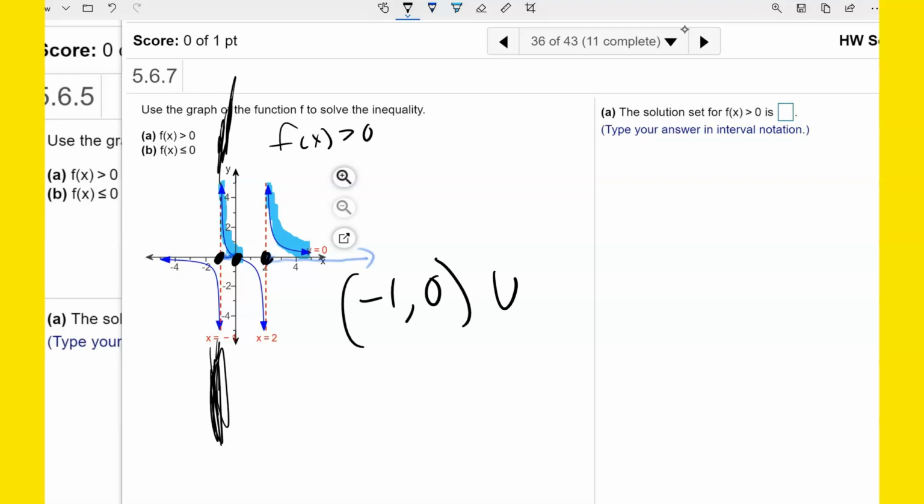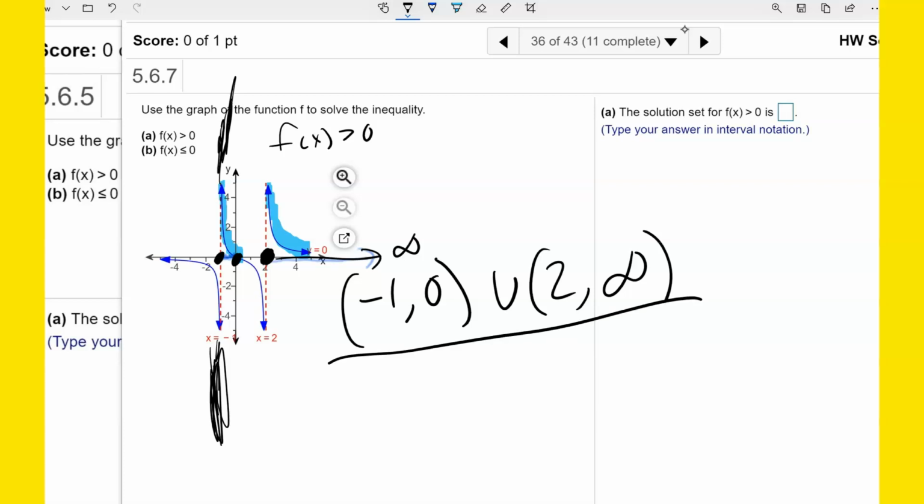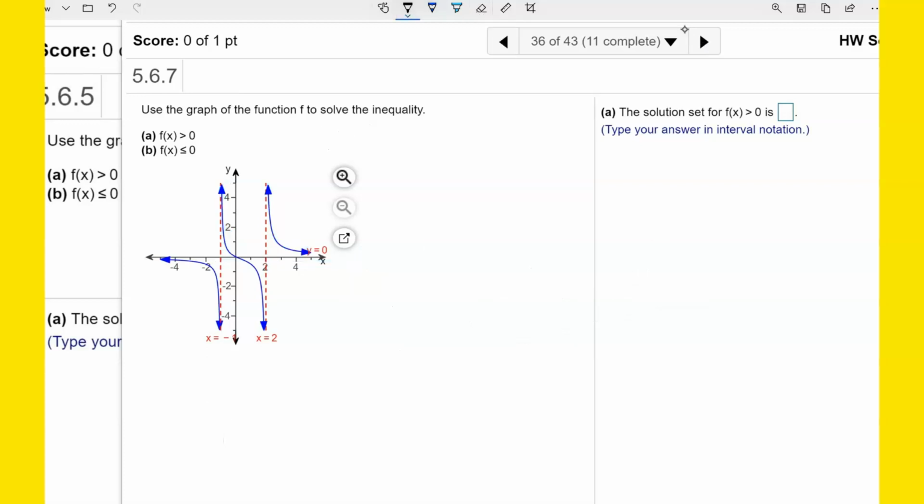Union, all right, from here to infinity, right? So what's that? That's from 2 to infinity. And again, I got parenthesis on the 2 because at 2, I'm on 0. I got to be greater than 0, not on 0, and I don't include the infinity. So that's the answer to part A. Let's go on to part B. Part B is f of x less than or equal to 0. So that is going to happen here.